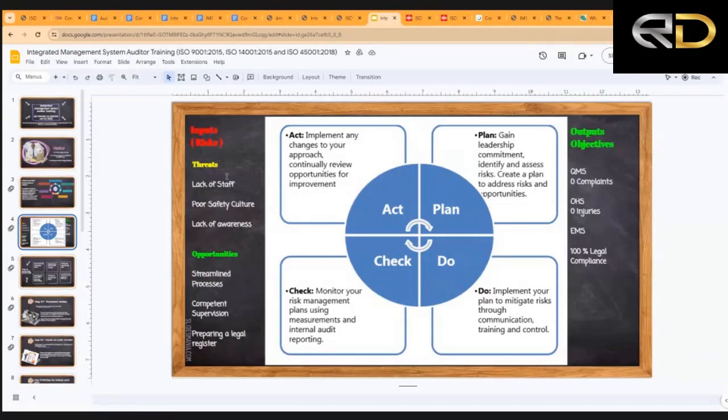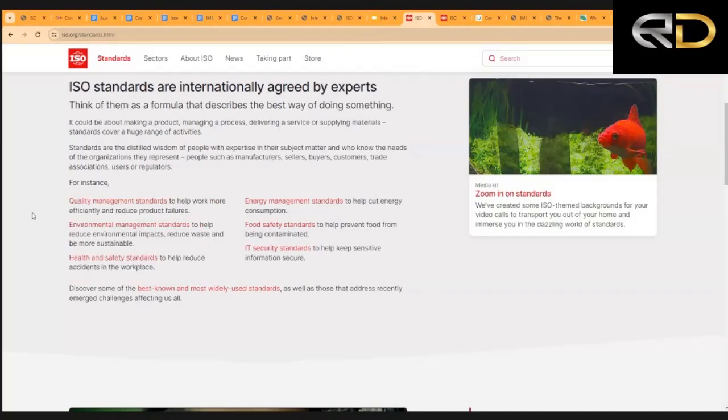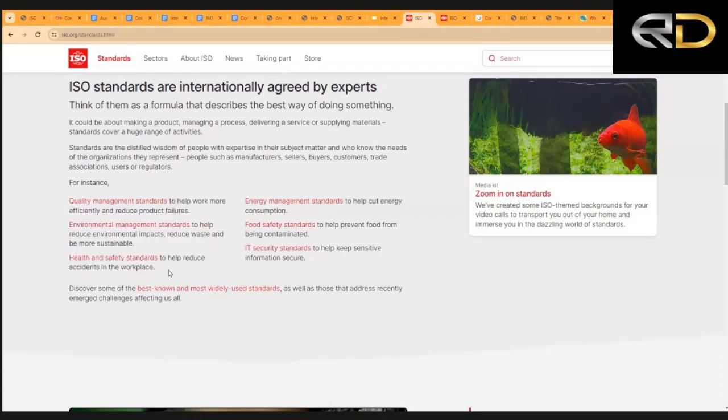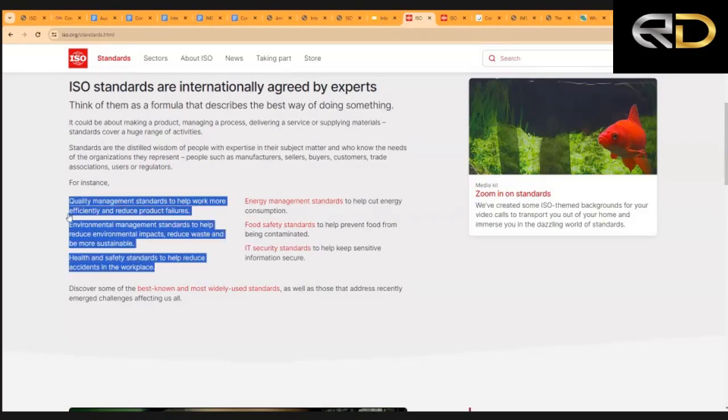So that being said, at this point, I expect you, as an auditor, to understand what the inputs into an integrated management system are, what the process is, and then what the outputs are. Let me repeat one more time before we proceed. In an integrated management system, the outputs are basically to help work become more efficient, to reduce environmental impacts, and to reduce workplace accidents.